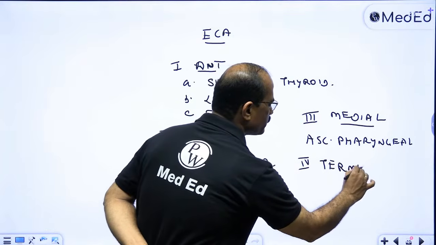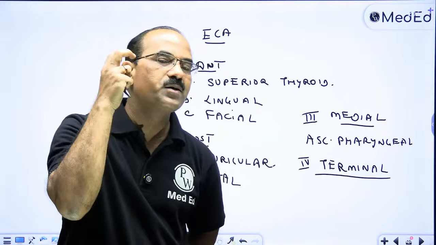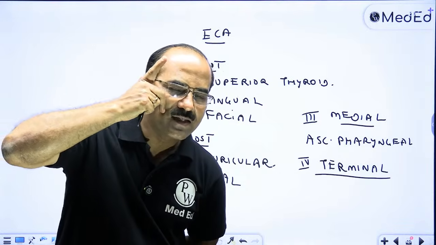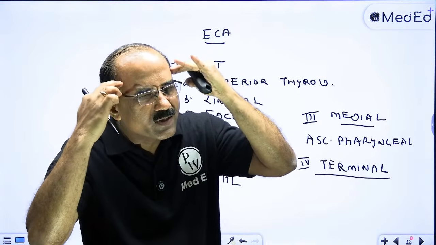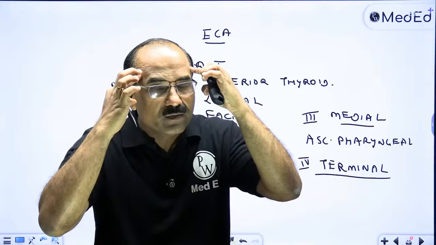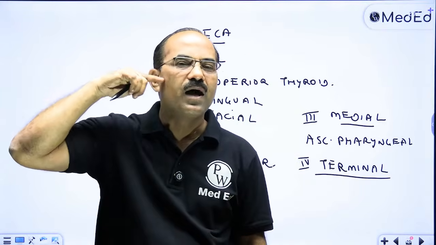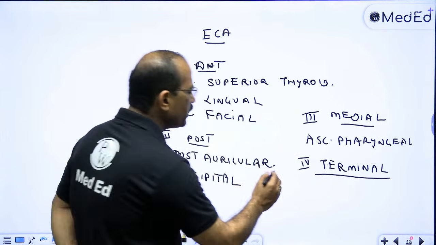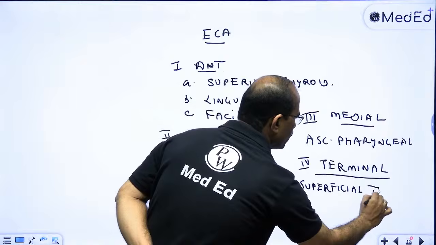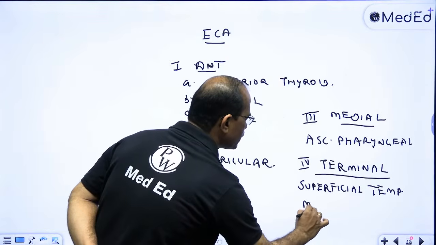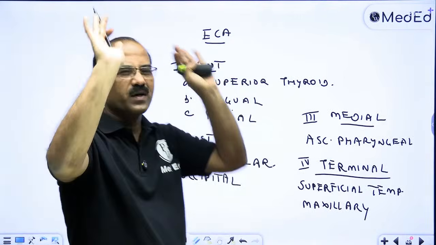Terminal branches are given in the parotid gland. The external carotid artery enters the parotid gland and gives two terminal branches. एक सीधे ऊपर जाती है. As you can feel an artery here. Which is that artery? Guess. Superficial temporal. And which is this artery? Maxillary. Right. So terminal branches are superficial temporal and maxillary. बस ये याद रखना है आपको.